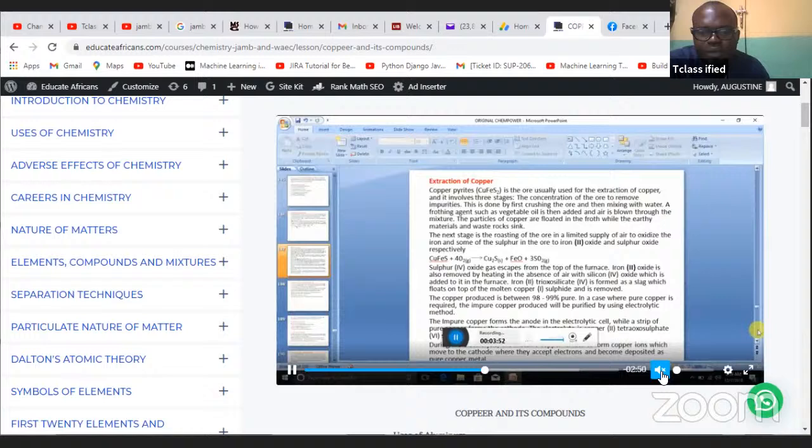In a case where pure copper is required, the impure copper produced will be purified by using the electrolytic method. So take note, that's how you can refine pure copper. The impure copper forms the anode.